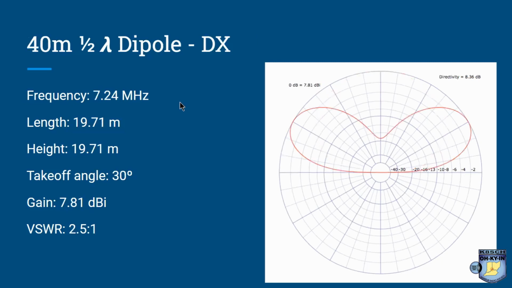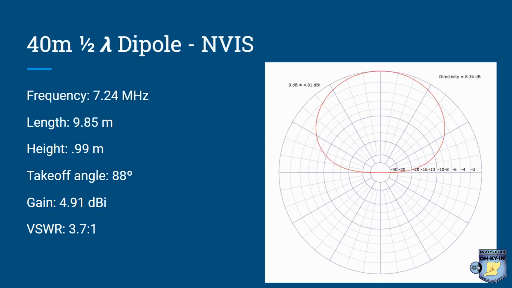Do the exact same thing with the 40 meter. Here we are a half wavelength, almost 20 meters in height. Takeoff angle, 30 degrees, great takeoff angle, great gain, not too bad of an SWR. Probably going to want to trim it to get a better match. But when we drop that thing down to 1/10 of a wavelength, 9.85, 10 meters, 30 feet. I'm sorry, that's the length. Height.